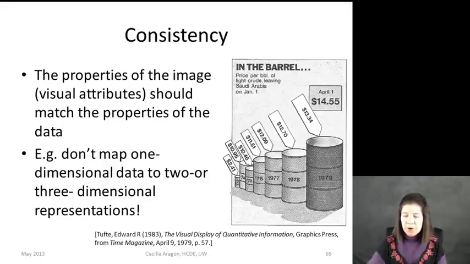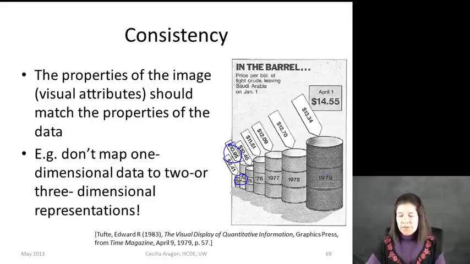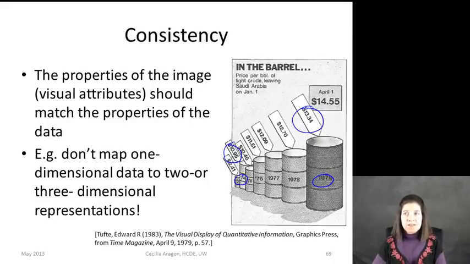You can see the obvious problem here. Look at 1974. The price is $10.95. And then for 1979, the price is $13.34. Well, this is less than a 30% increase, and yet the 1979 barrel looks significantly larger than the 1974 barrel. So clearly, this is an inconsistent representation. The three-dimensional representation is implying something false about the underlying data.